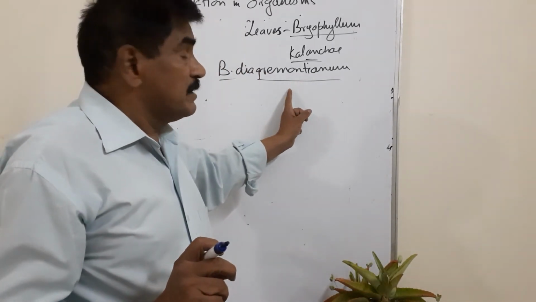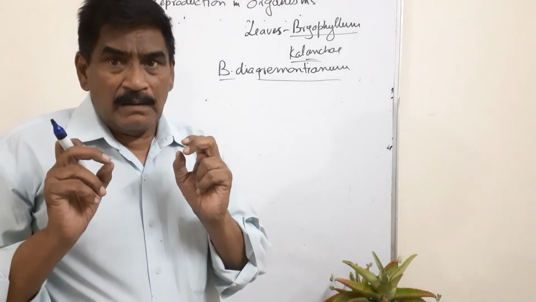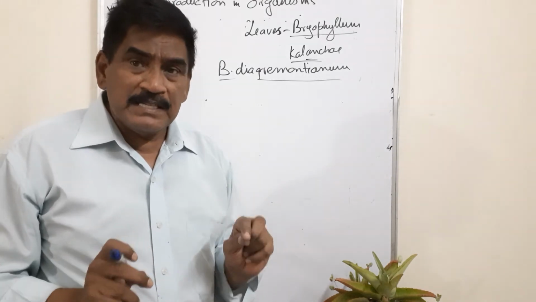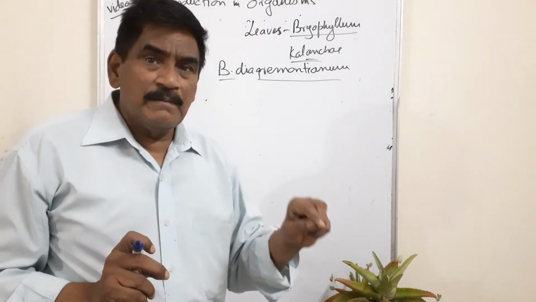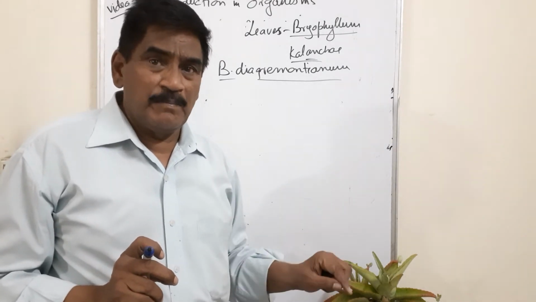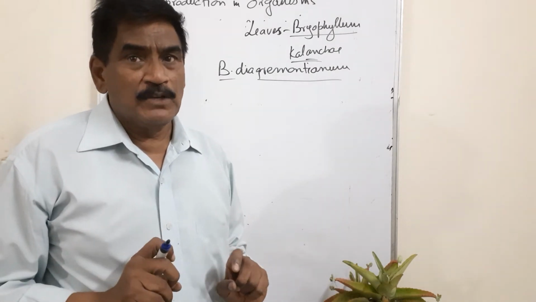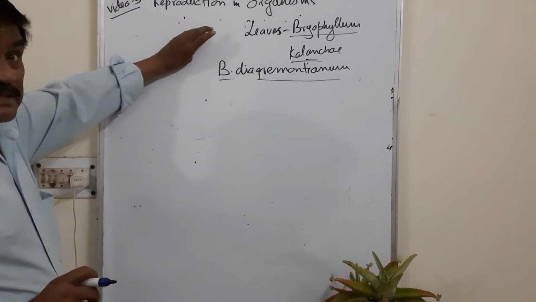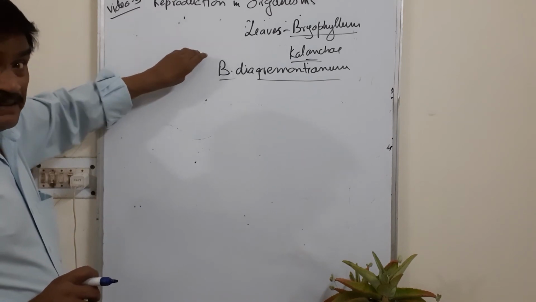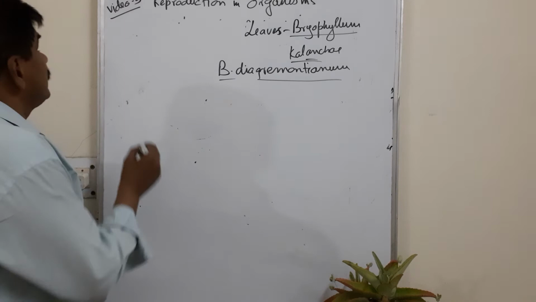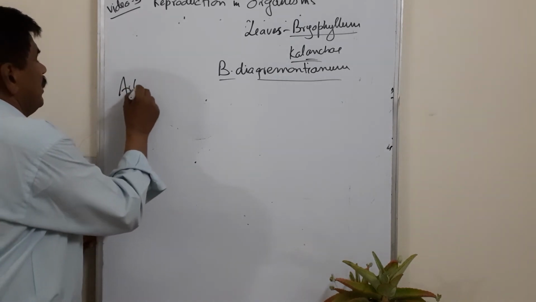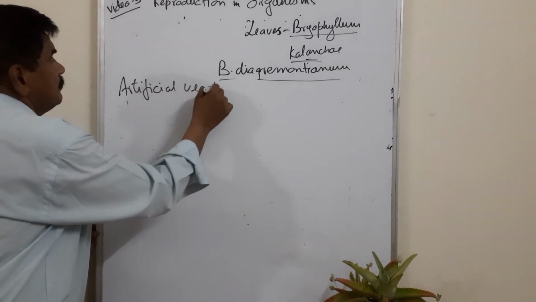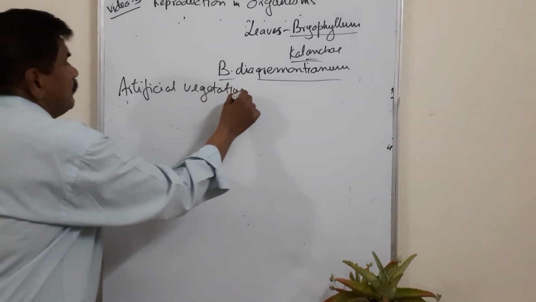So in this species, the buds are produced from the intact leaf, meaning the leaf is still present on the plant, attached to the parent plant, and it produces the bud. So it is a very good example of this, that is, vegetative propagation by stem, root and leaf. Now come to artificial vegetative propagation.